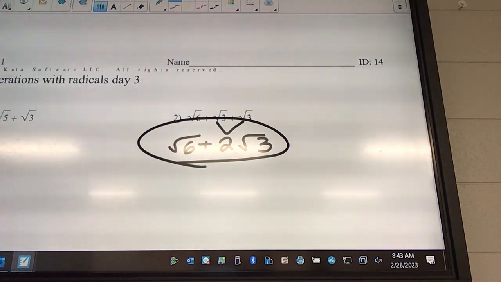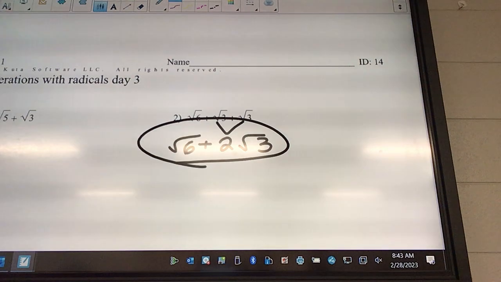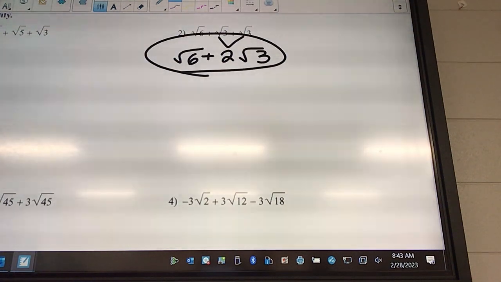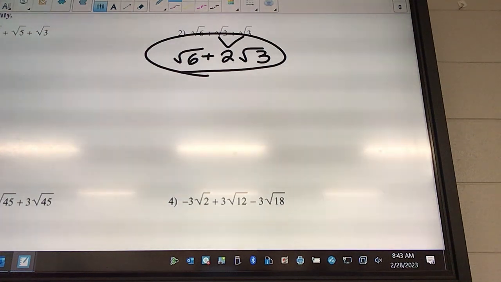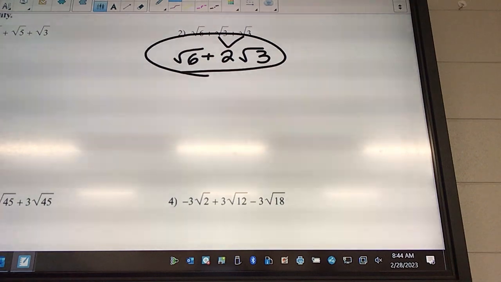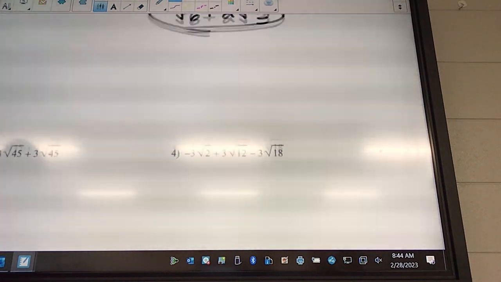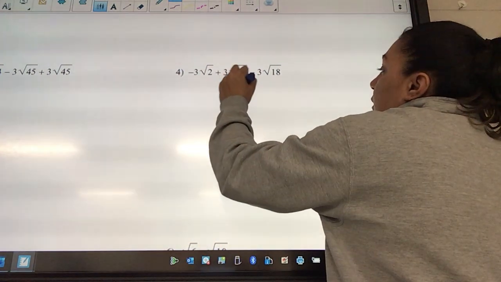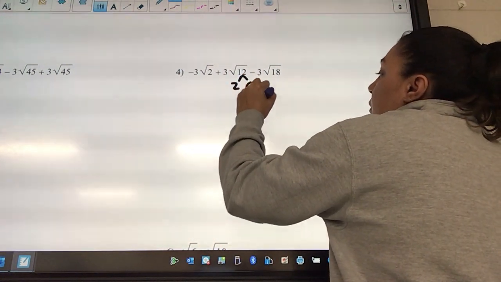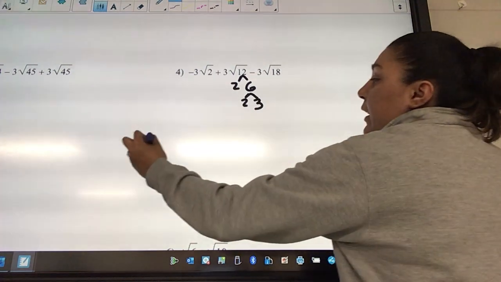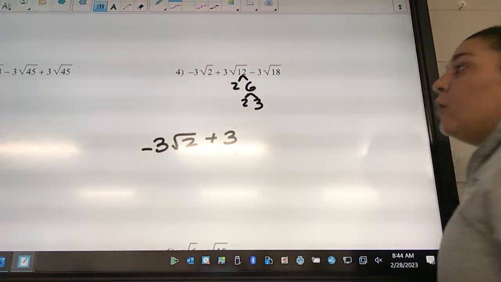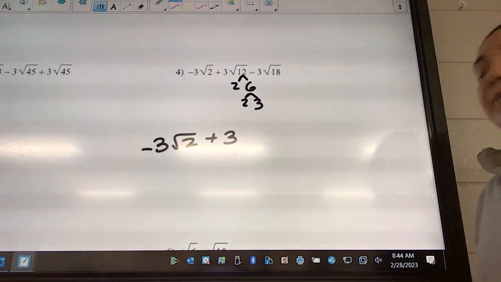Okay, look at 4. What can we combine? Nothing right now, okay? So we need to simplify these. What are some factors of 12? 2 and 6, 2 and 3. Okay, so we're going to get negative 3 square root 2 plus 3. What is the square root of 12 going to become?